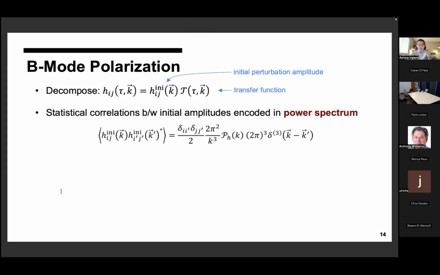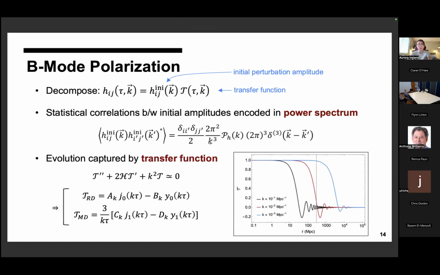In deriving this, I've done a decomposition of the tensor perturbation into some initial perturbation amplitude times the transfer function. This is convenient because I'm separating out the physics: the statistical correlations between the initial amplitudes are going to be encoded by the power spectrum, which is defined in terms of the 2-point function of these guys. And then the evolution, which is totally deterministic, is going to be captured by the transfer function. The transfer function satisfies this approximately sourceless wave equation, where my primes are derivatives with respect to conformal time, H is the conformal Hubble, and k is whichever comoving wave number we're looking at.